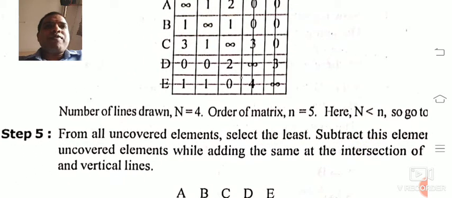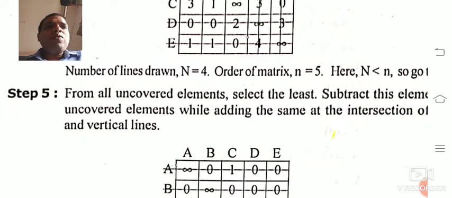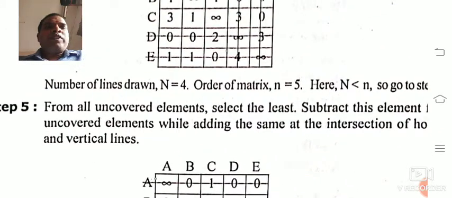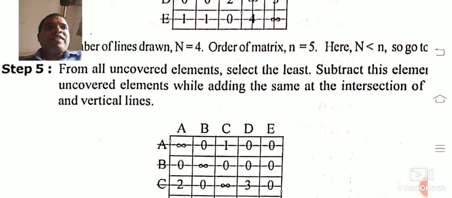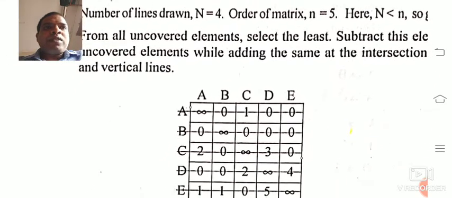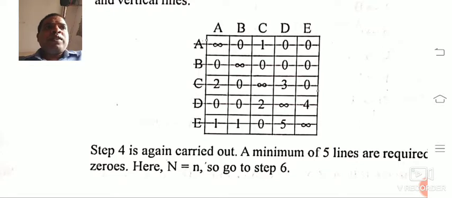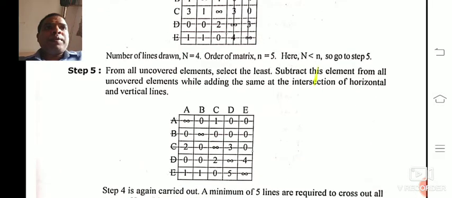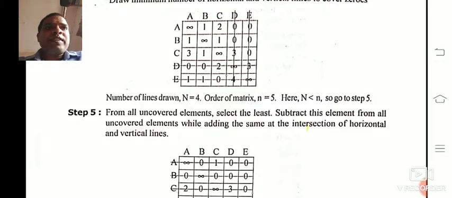Next, go to the next step. Here they should be equal, but capital N is less, so we need to make another step. From all the uncovered elements, find the least element, subtract that element from the uncovered elements, and add the same at the intersection of the vertical line and horizontal line. Now here the minimum element from the uncovered ones is 1.